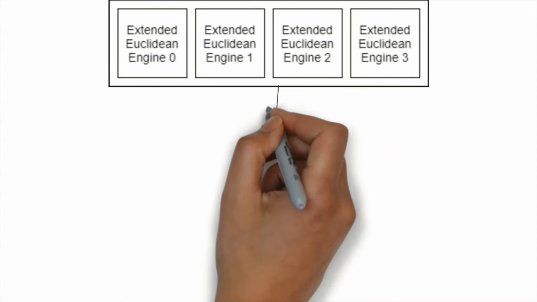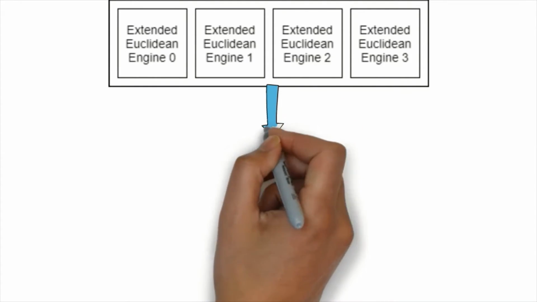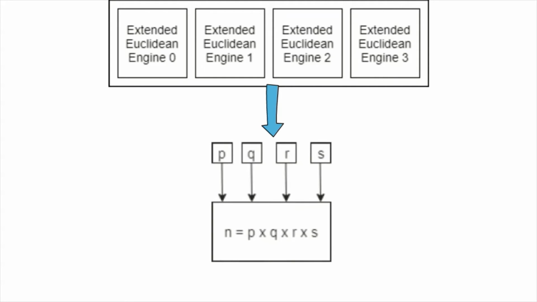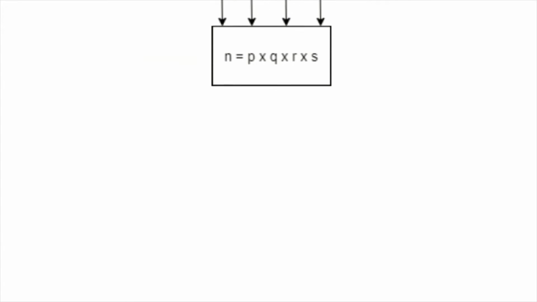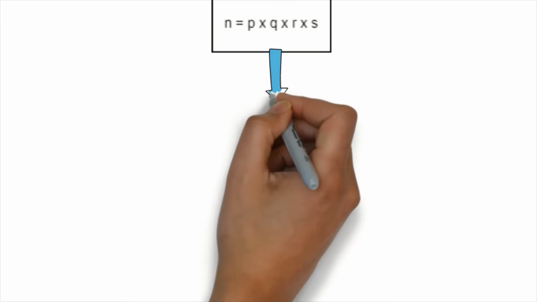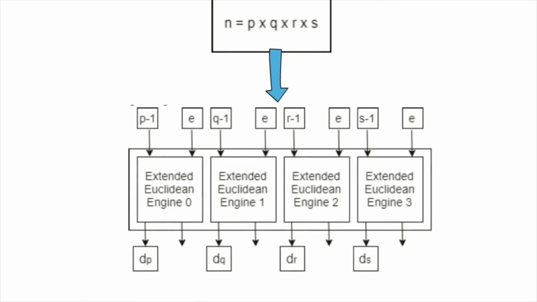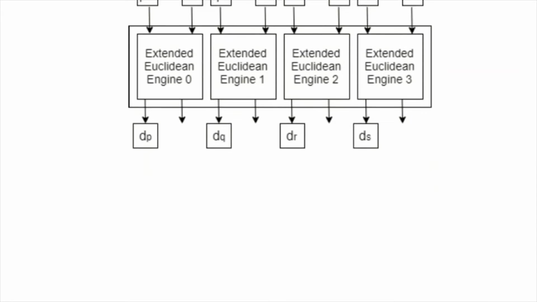First, we will go through the multiprime RSA key generation process. As in the picture, we used a 4-extended Euclidean engine capable of outputting 8 multiplicative inverses in parallel. First, we will get 4 prime numbers P, Q, R, S. Then, we will calculate a component of the public and private key. Next, we have two parts in the multiprime RSA key generation process. The initial step will calculate dp, dq, dr, ds using the 4-extended Euclidean engine.